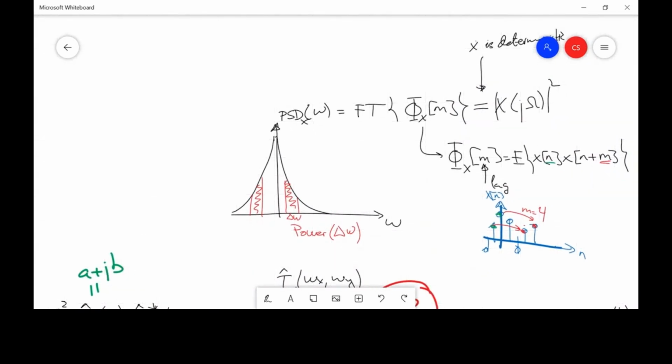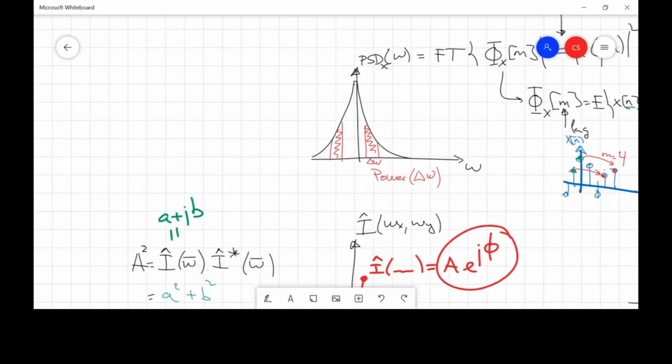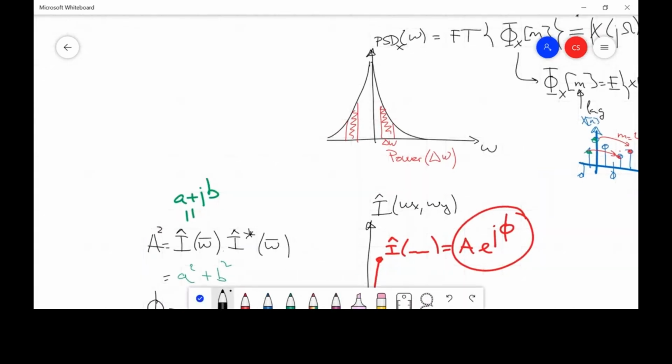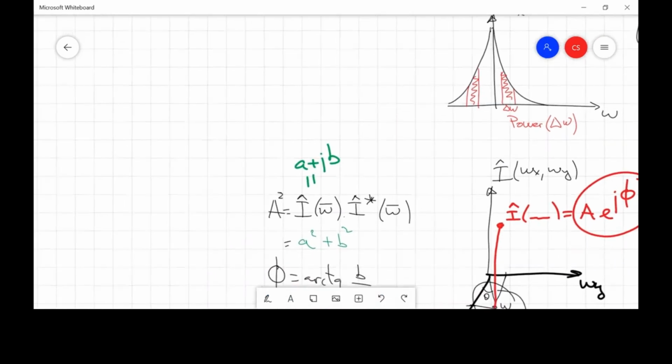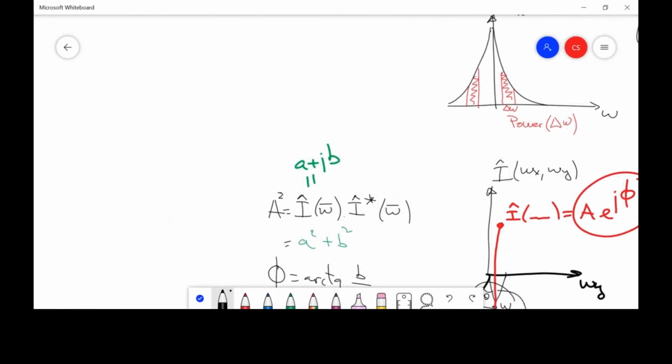this power spectrum density, now in 2 dimensions, is equal to the power spectrum density of the image I at the frequency omega. But this is only for deterministic signals. If it is a random signal, then you have to take the Fourier transform of the autocorrelation function.